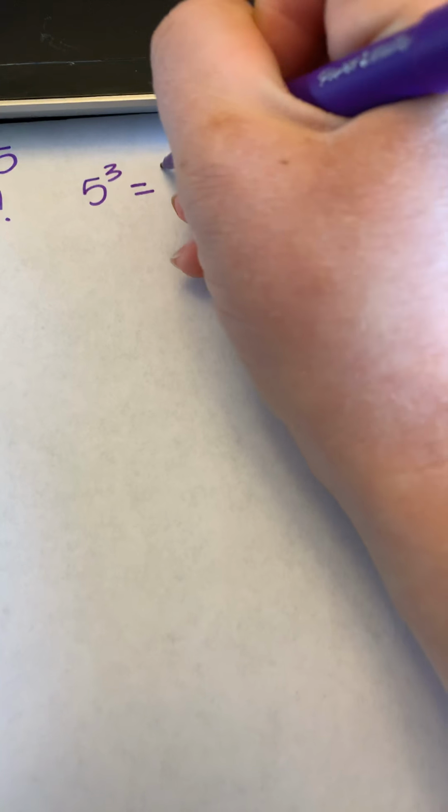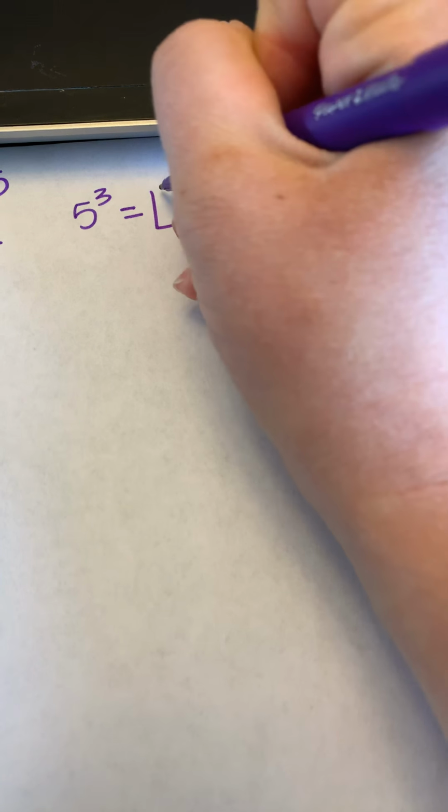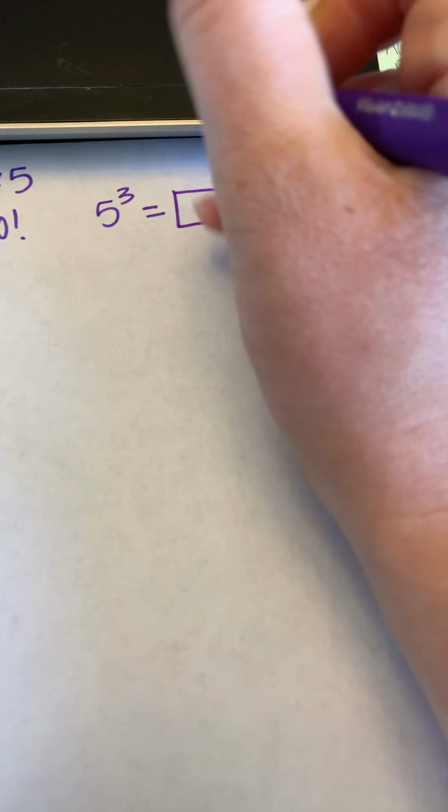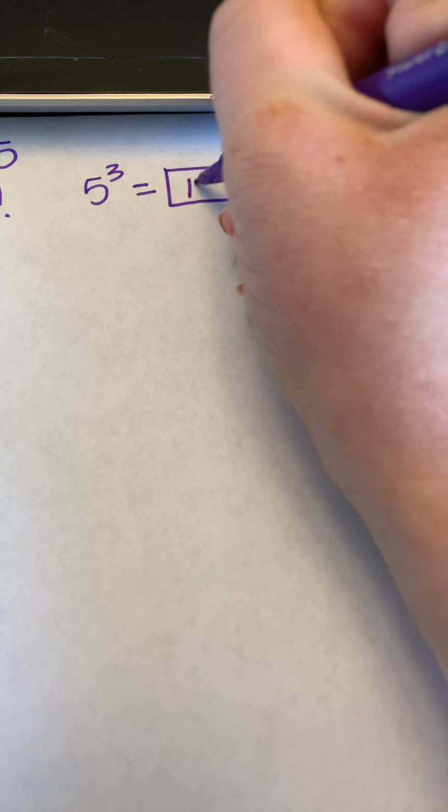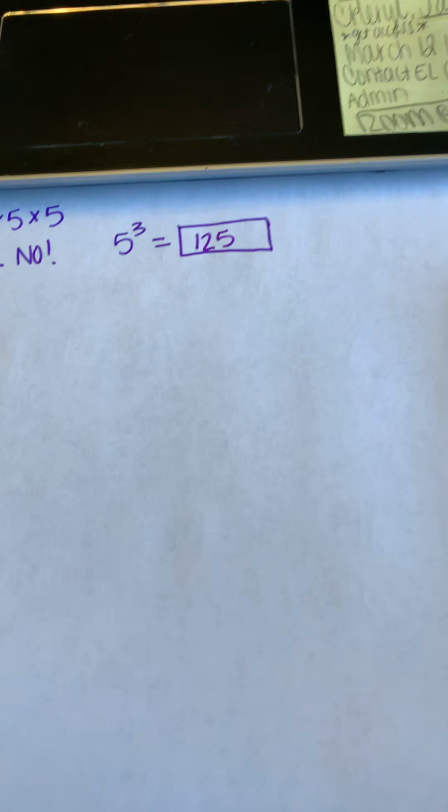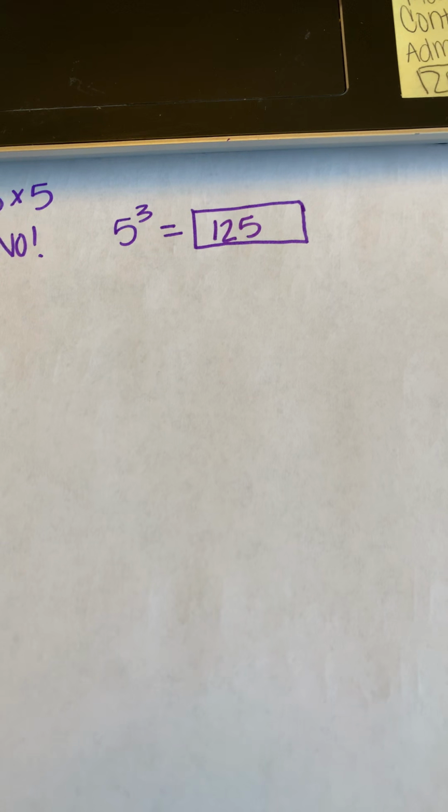Now when you are typing this in Buzz, it will look like this. Your problem will say 5 to the third power equals, and then there's a box here that you need to put your answer in. All you have to do in the box is put 125. And then you should be good to go.